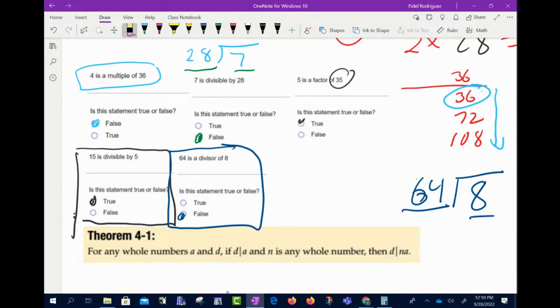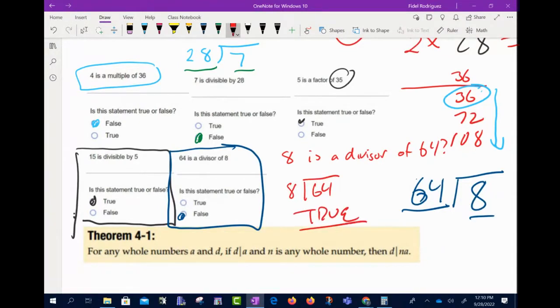But I just want to mention something here, y'all. I'm going to kind of erase some of this mess here, and I'm going to write this in red. 8 is a divisor of 64. That would say, does 8 go into 64 nice and neat? And I know that would be true, okay? So in order for my number to be a divisor, number one, my number has to be smaller than whatever I'm dividing it into, right? And then it has to go in nice and neat with no remainders.